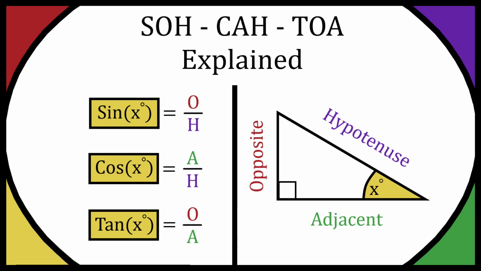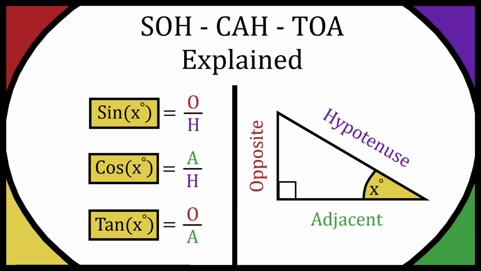SOH CAH TOA is an acronym to remember these three rules on the left. And hopefully as I go through, you'll be able to see why it's SOH CAH TOA. Take SOH. So we have sine of X is equal to opposite over hypotenuse, SOH. Cos of X is equal to adjacent over hypotenuse, CAH. Tan of X is equal to opposite over adjacent, TOA. So as you can see from each of these words, the first letter is the function, so sine, cos, or tan, and the next two letters are either opposite, hypotenuse, or adjacent. So hopefully that's clear. It's just an acronym to remember these rules.